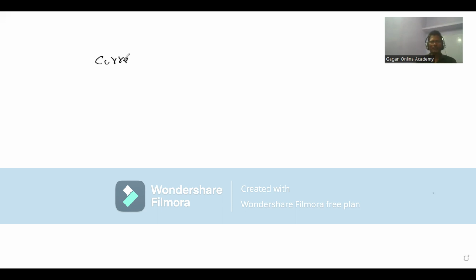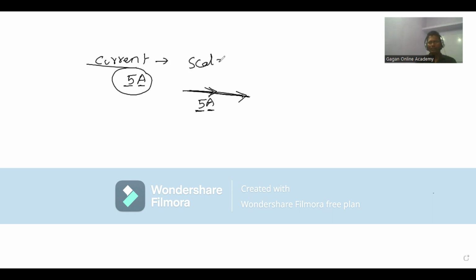Suppose current. Current is, say, I am writing 5 amperes. Unit of current is ampere. Here 5 is magnitude, A is ampere, unit. It is also having direction. Suppose if I say 5 ampere of current is passing through this wire. So it has direction and magnitude and unit. But it is not called a vector. Current is called scalar. Though it is having direction and magnitude, this is not considered as vector.